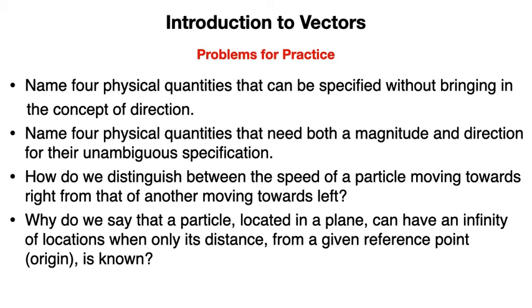Why do we say that a particle located in a plane can have an infinity of locations when only its distance from a given reference point, that is the origin, is known? These are the problems which will help you recapitulate what you have studied earlier. You may take a screenshot or visit the lesson again for attempting these questions.